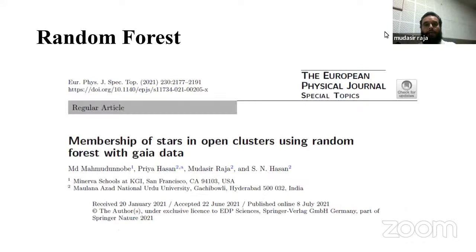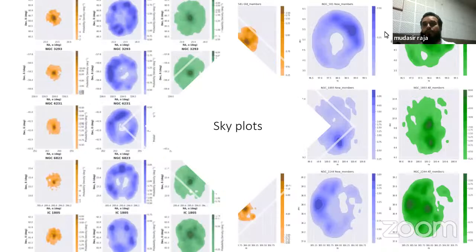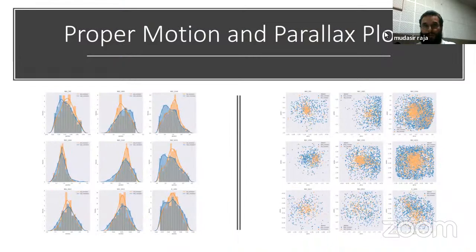Then we applied random forest, and this is the paper that got published. This is the work we did, and these are the plots. These are sky plots, and these are proper motion and parallax plots. Blue ones are ours, orange are from Cantat-Gaudin, and the green one is a combination of both. You can see from those plots that the blue ones are a bit wider because we took a radius double that of Cantat-Gaudin, because we didn't want to miss any stars or outliers. So we doubled the radius which they had taken.